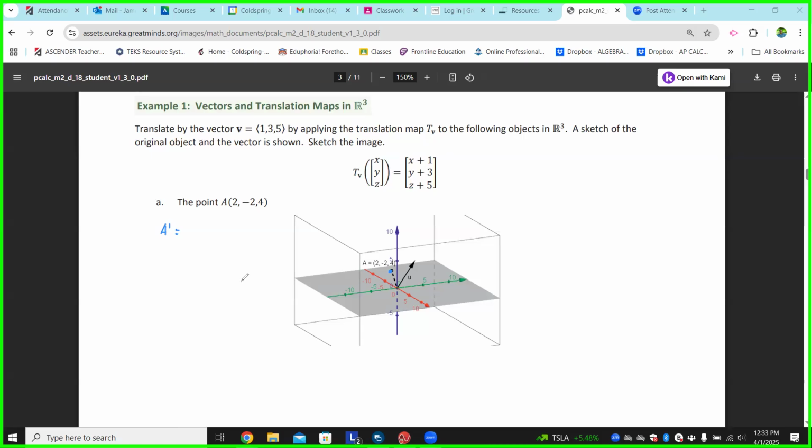One thing when we're dealing with translations, the shape that we start with should never change. We started with a circle, we left with a circle. We started with a line, we left with a line. We're starting with a point, we should end with a point. So the shape of the object should not change. We're just moving the object in space. So in this case, this will just be 2 plus 1, -2 plus 3, 4 plus 5. And now I'll have my new point. So my A prime would equal what?